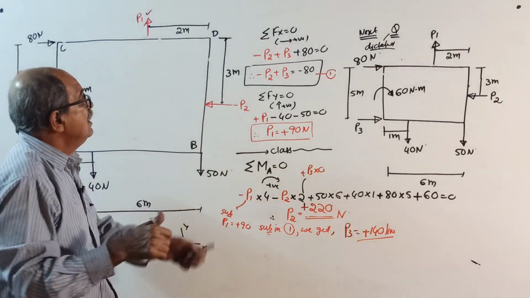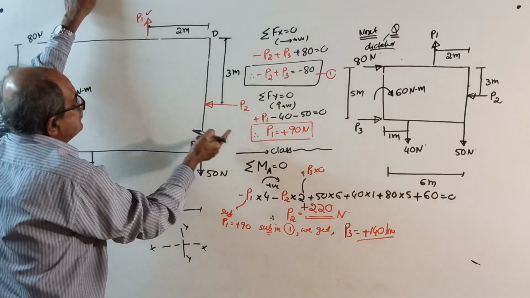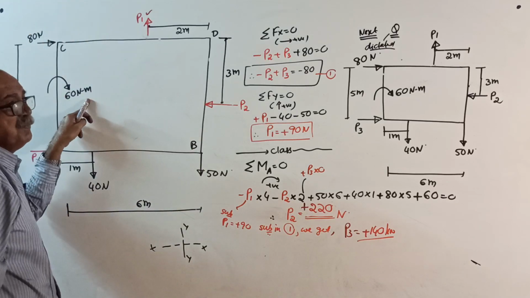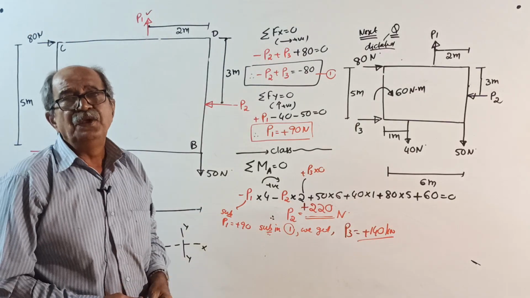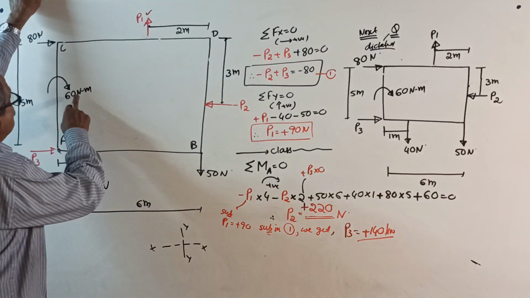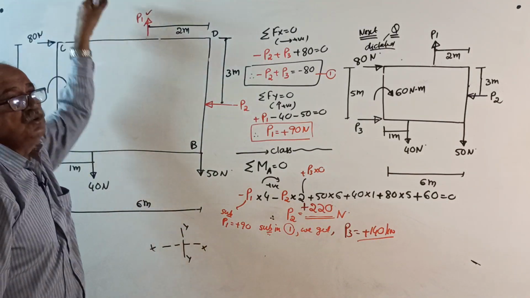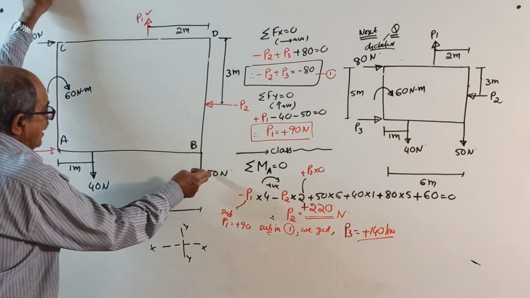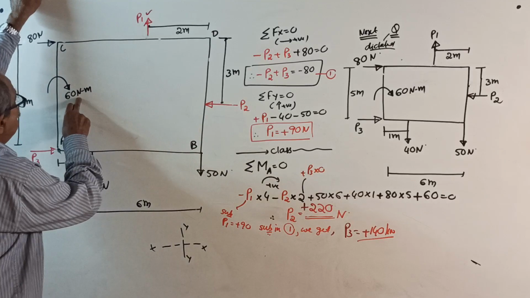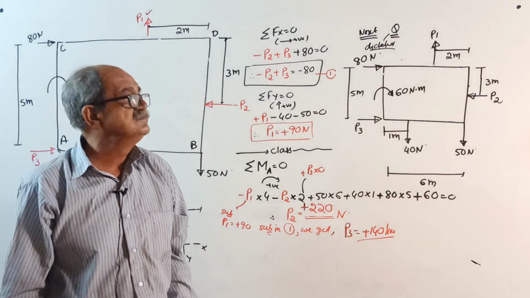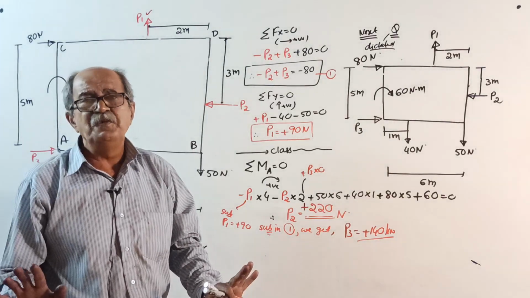But be careful. Forces are in Newton, distance in meter, therefore the couple should be in Newton meter. By chance, if distances are in millimeter, you have to convert to Newton millimeter. Or if forces are in kilonewton, then you have to convert to kilonewton meter. You should be very careful about units.